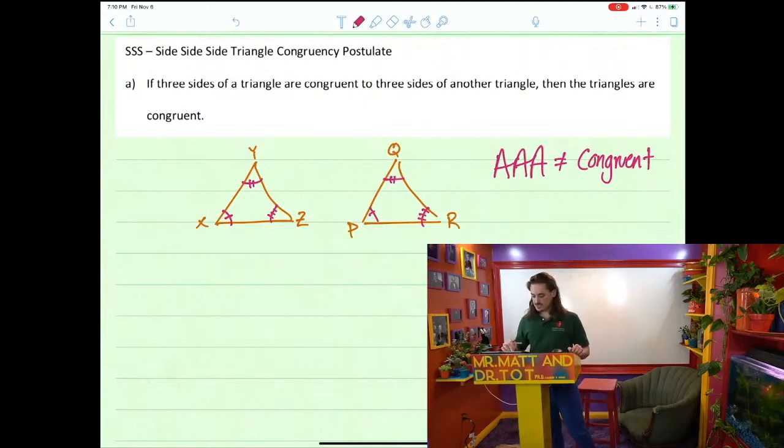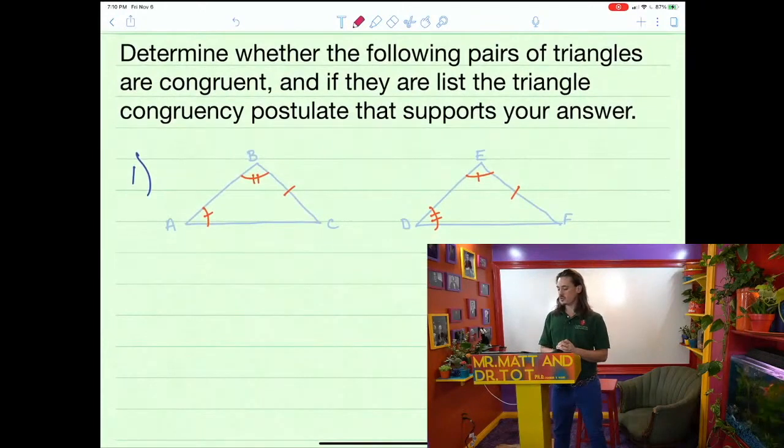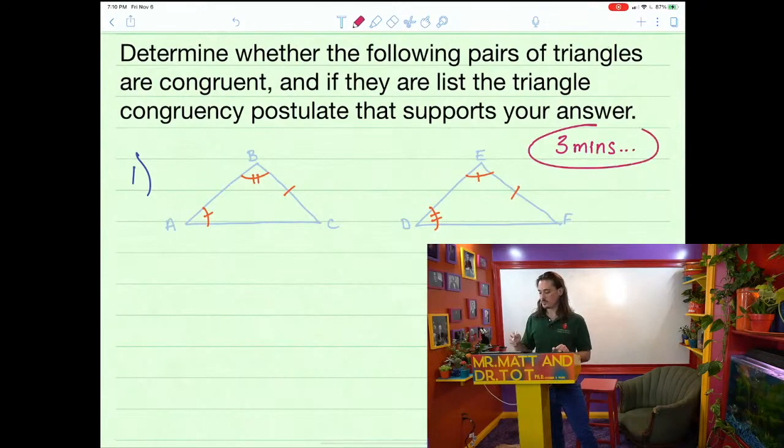Otherwise, let's look at some examples here. I'd like you to determine whether the following pairs of triangles are congruent. If they are, list the triangle congruency postulate that supports your answer. So I'll give you 3 minutes. Please answer number 1 and then we'll review. I'll update the time every minute and keep track of it in the upper right-hand corner.